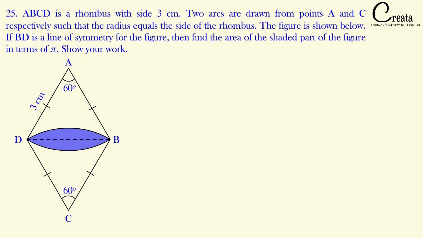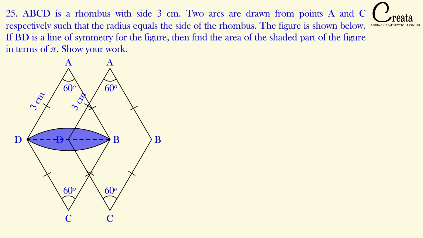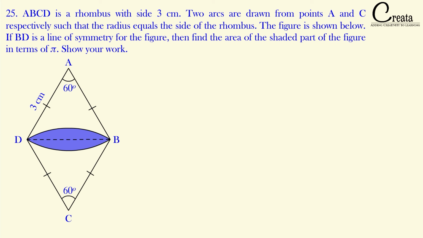So let's solve this question. In the question, a figure is given. Here ABCD is a rhombus. And what is a rhombus? A rhombus is a type of parallelogram in which all the sides are equal.